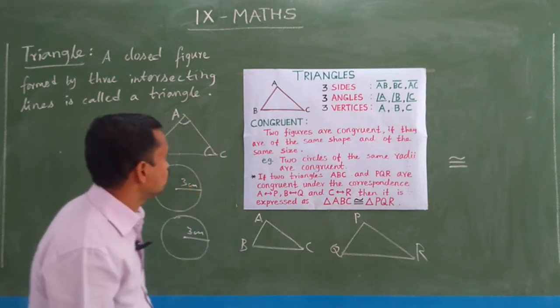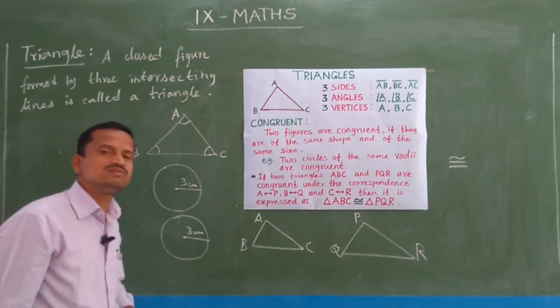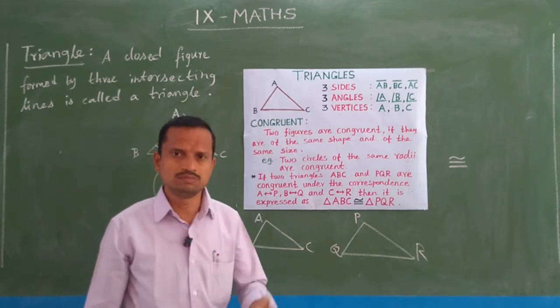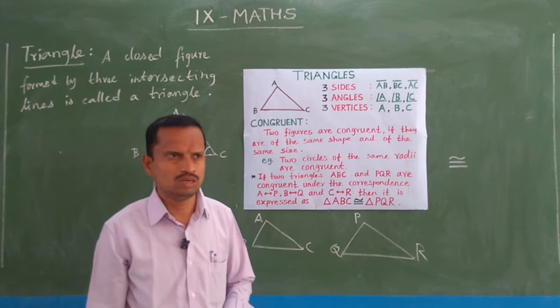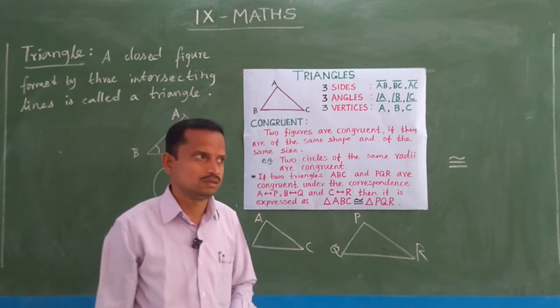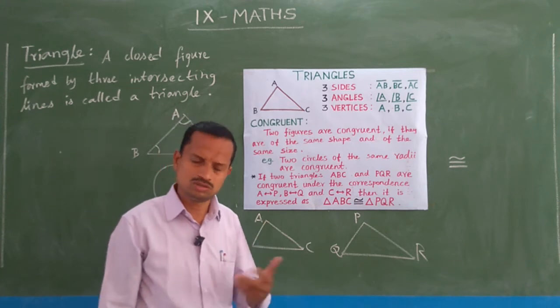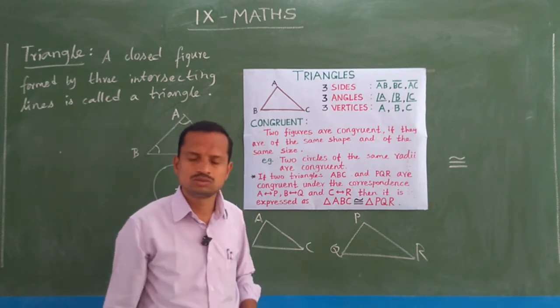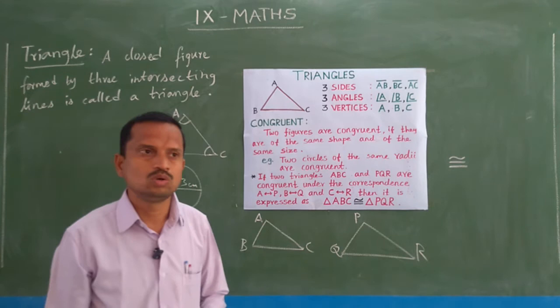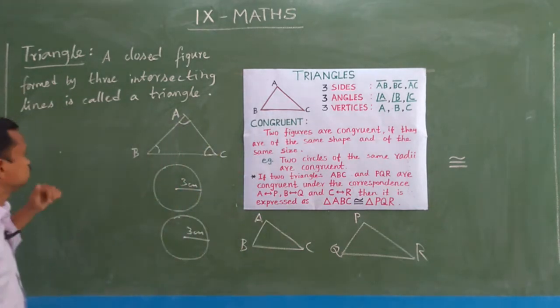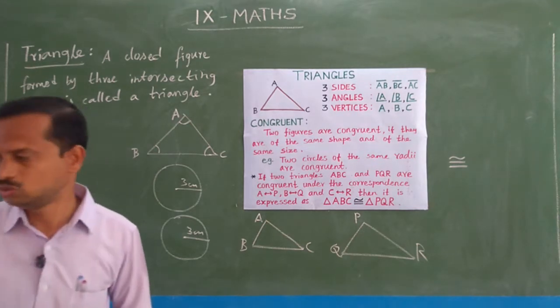And now, how can we say that two triangles are congruent? There are some rules. We will see them one by one. For the first exercise, two rules are there, and another one is also there. So mainly two congruence rules are there. We will see the first one, that is the SAS rule.